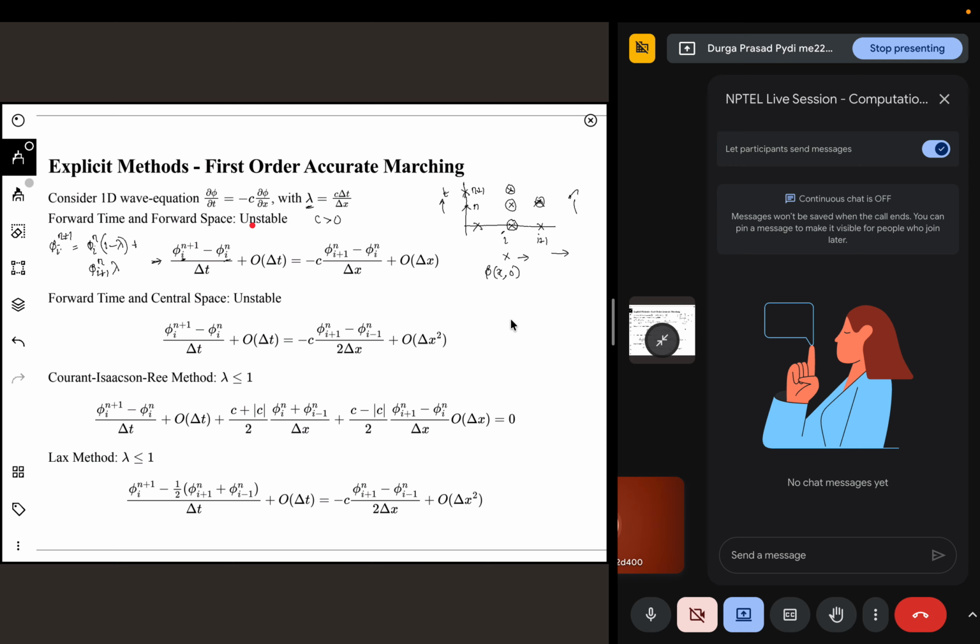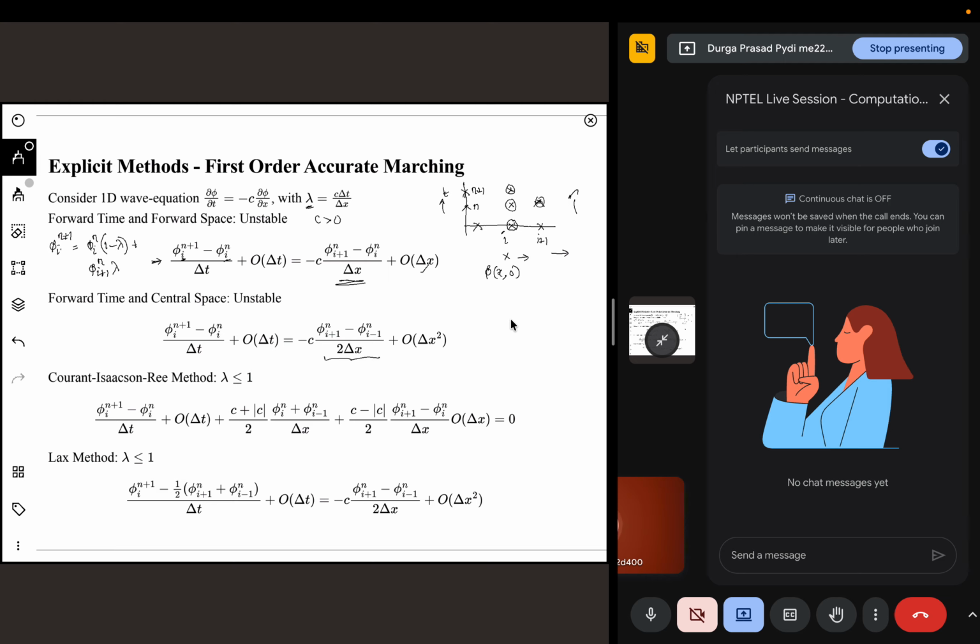So forward time, forward space is actually unstable. Physically, the idea is you're trying to access information that may or may not be available at that particular point of time. So this is usually unstable. Then instead of forward space, we can take central space also, which will again use information from the next grid point. So this is also unstable in nature. Instead of a forward one, you can use a central second order accurate scheme.